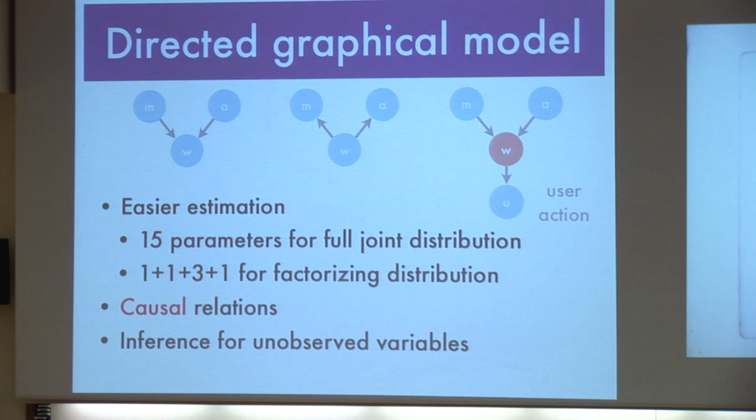On top of that, I get causal relations. I can ask, what would happen if I were to turn off the web server? I can also do inference for all the unobserved variables. For instance, if I stand in front of a server cabinet and I know certain lights are flashing, I can probably do some inference as to what the machines running in the backend are doing. So does anybody have an idea how I get this 1 plus 1 plus 3 plus 1?